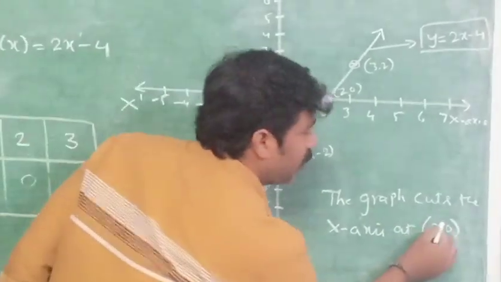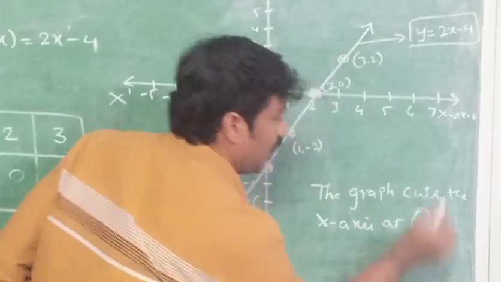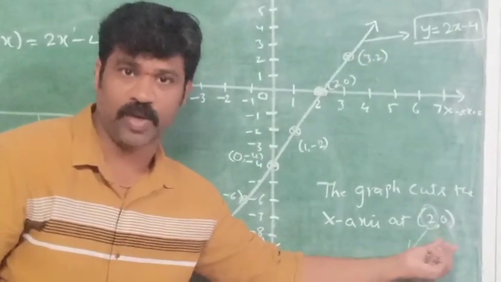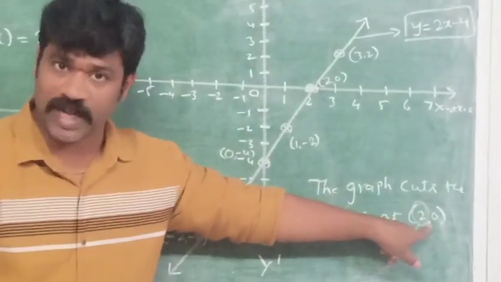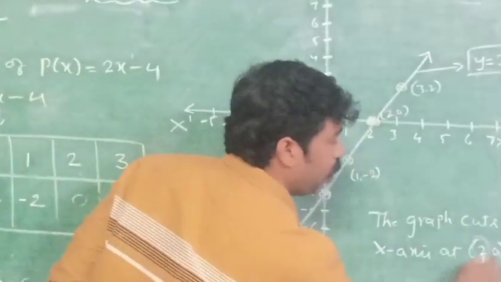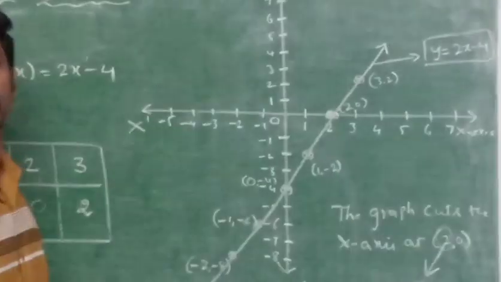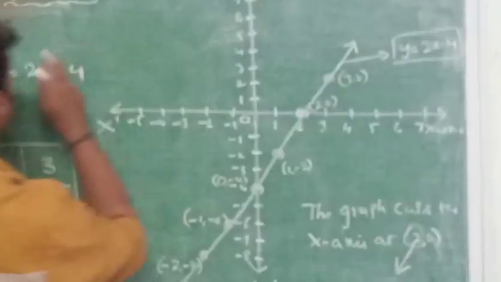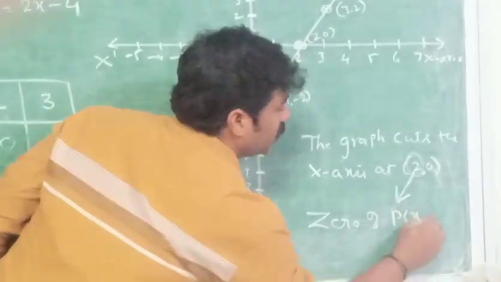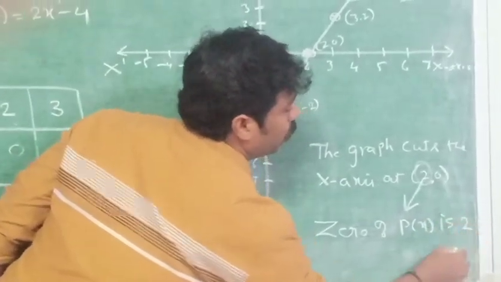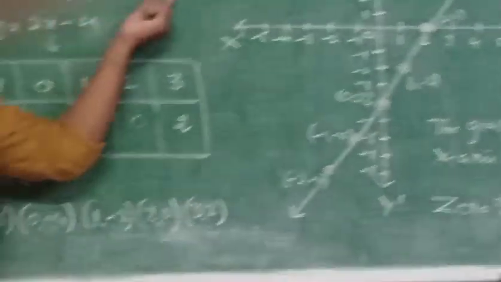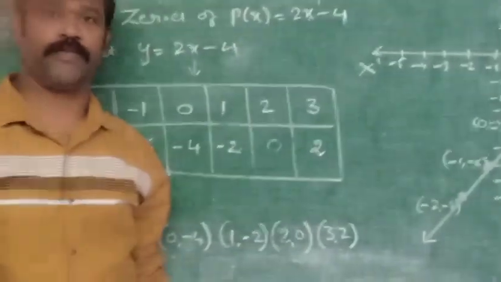Now in this, we have to take the x coordinate as the zero of this polynomial, whatever it may be. For example, if it cuts the x-axis at -5, 0, then the zero of the polynomial is -5. So here it cuts the x-axis at 2, 0, so we have to take the x coordinate only as a zero of the polynomial. So for this linear polynomial, the zero of p of x is 2. Like that, you can find the zeros of a linear polynomial by using a graph.